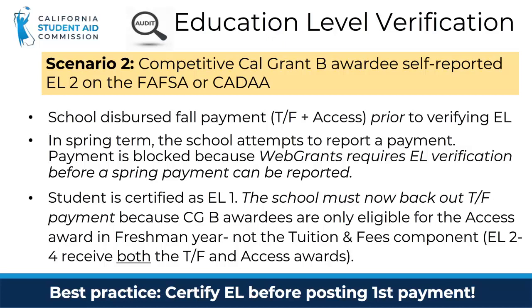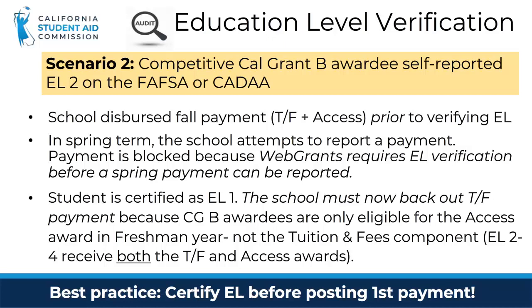The problem is that Cal Grant B awardees are only eligible for the Access Award in the first year, not the tuition and fees component. But the school had already paid out as an EL2, including the tuition and fees, ultimately resulting in overpayment.